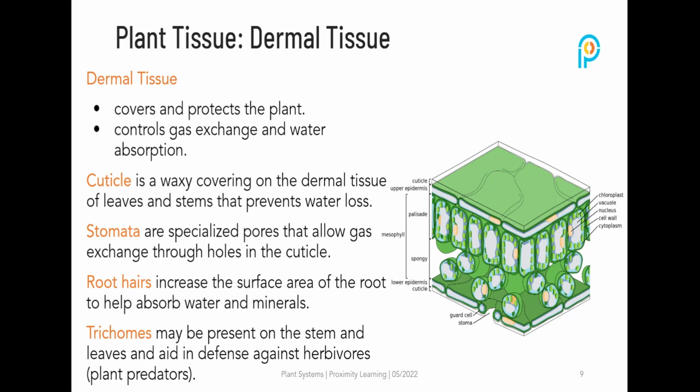The root hairs, well, it's like just what you would imagine. They look like little hairs. They increase the surface area of the root to help absorb water and minerals. And the trichomes may be present on the stem and leaves and aid in defense against herbivores, which are the predators of plants.